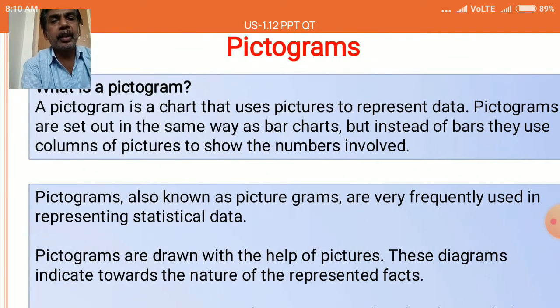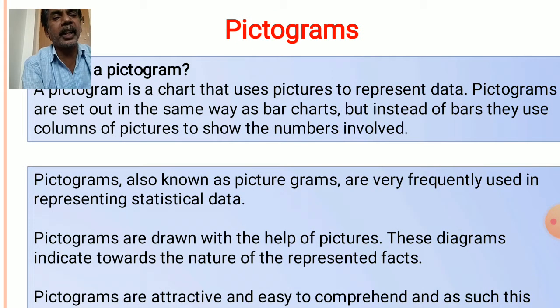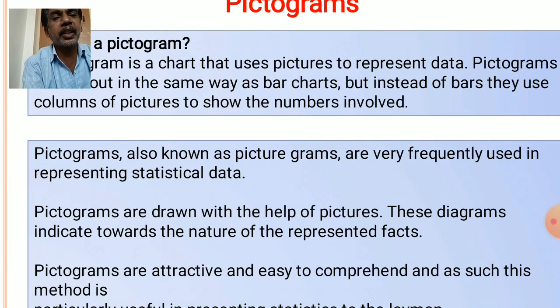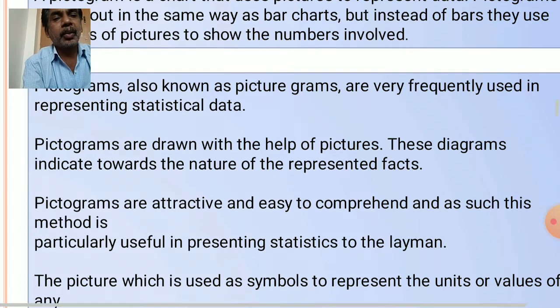Pictograms are charts that use pictures to represent data, and this is one type of three-dimensional diagram. Pictograms are set out in the same way as bar charts, but instead we use columns of pictures to show the numbers involved. They are frequently used for representing statistical data, and with the help of pictures we can represent the data by drawing.